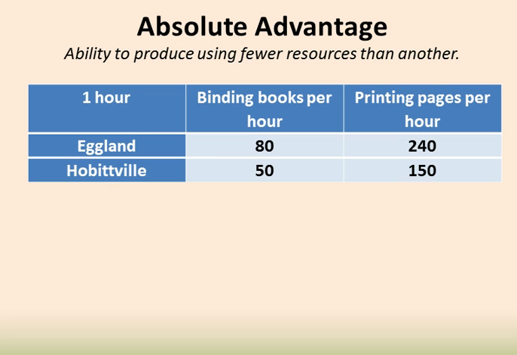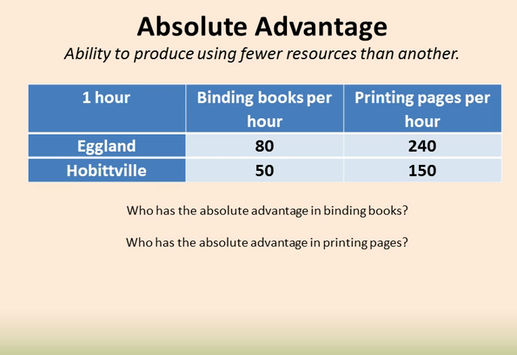Now in this particular case, we are looking at absolute advantage, which occurs when a country has the ability to produce a good or service using fewer resources than another. We have two countries, and the resource that they have is 1 hour. In 1 hour, England can bind 80 books or print 240 pages. Hobbitville can bind 50 books or print 150 pages.